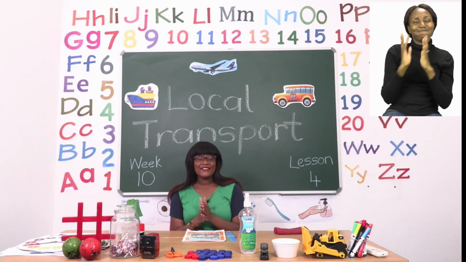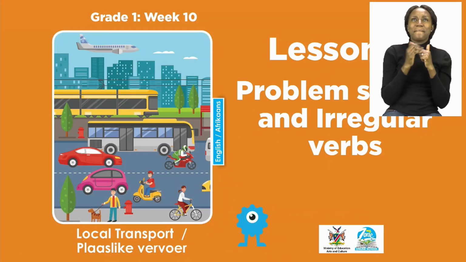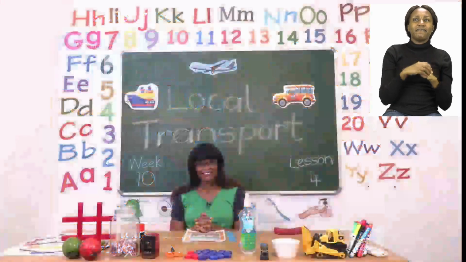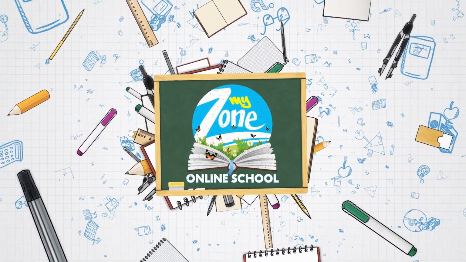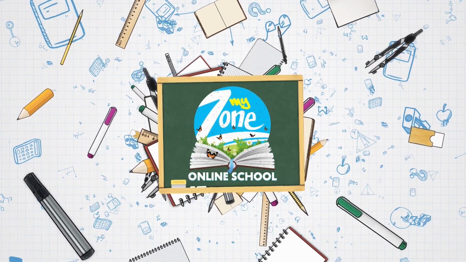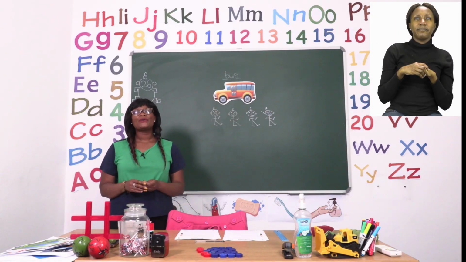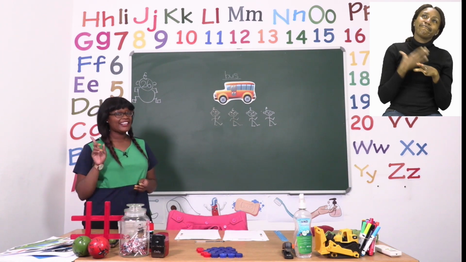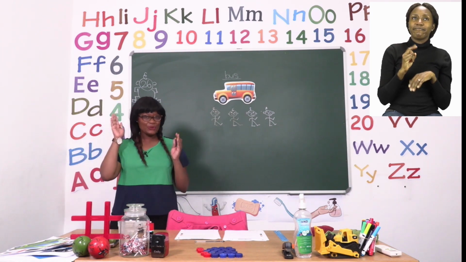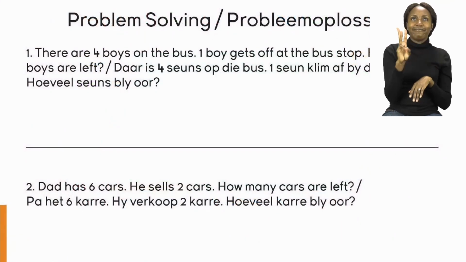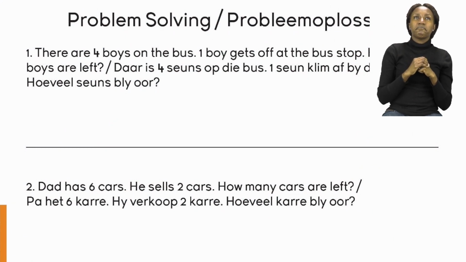Yay! Good job, everyone! For today's lesson, we will be talking about problem solving and irregular verbs. For our exercise now, boys and girls, let's start on page 26. On page 26, we are going to be doing problem solving sums.